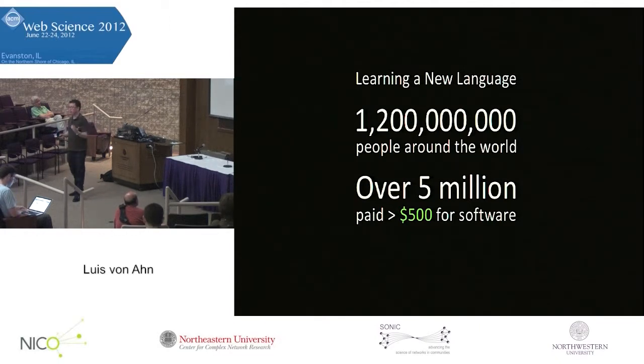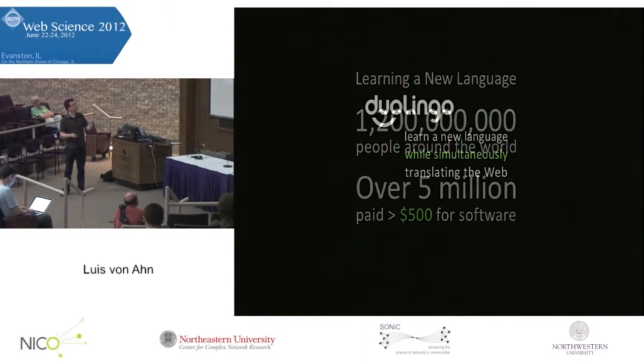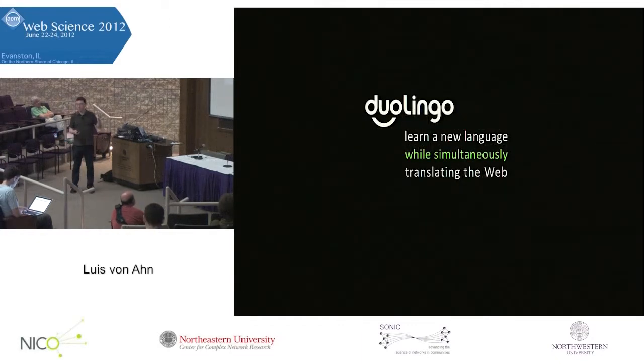So what we've been working on for the last couple of years is a website called Duolingo, where the idea with Duolingo is that you learn a new language while simultaneously translating the web. Okay, so you learn by doing. That's the idea. So the website is a free language learning website. You can go there to learn a new language. It's 100% free.